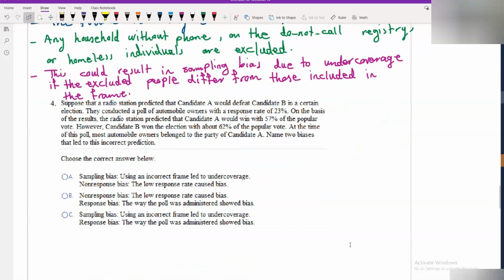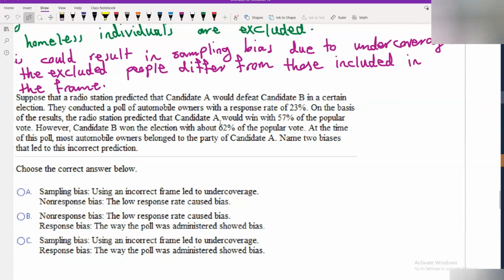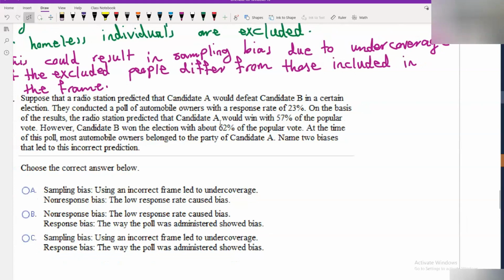Suppose that a radio station predicted that candidate A would defeat candidate B in a certain election. They conducted a poll of automobile owners with a response rate of 23%. On the basis of the results, the radio station predicted candidate A would win with 57% of the popular vote. However, candidate B won the election with 62%. So for A it was 57, but for B we have 62% of the popular vote.